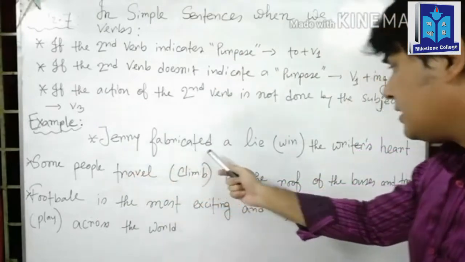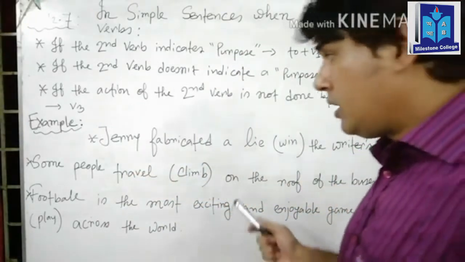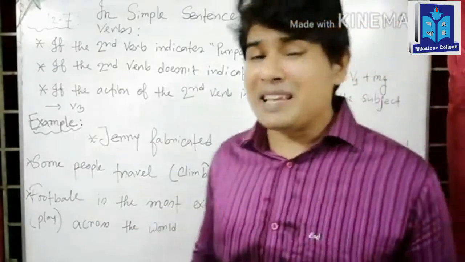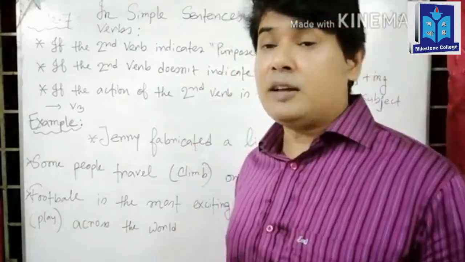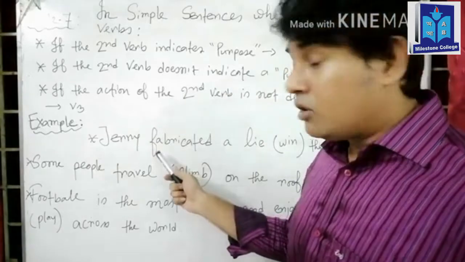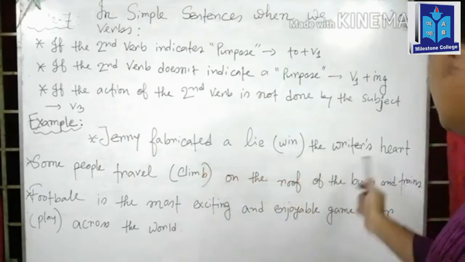Jerry fabricated a lie win the writer's heart. Actually Jerry is a boy and it's a very interesting story. If you get the chance, please read the story there. A Mother in Manville is the name of the story. Let's go for this first example: Jerry fabricated a lie win the writer's heart.